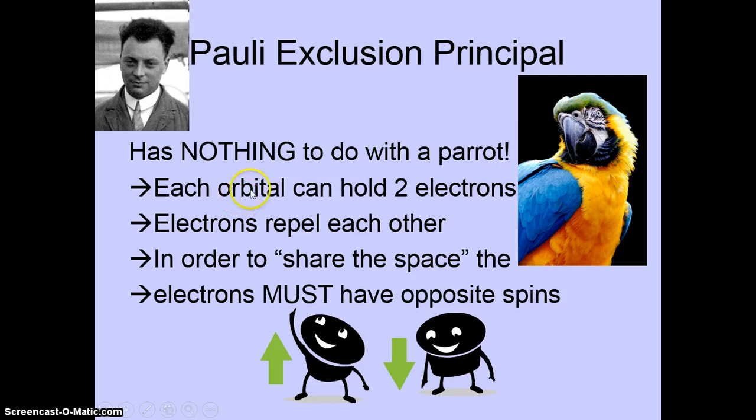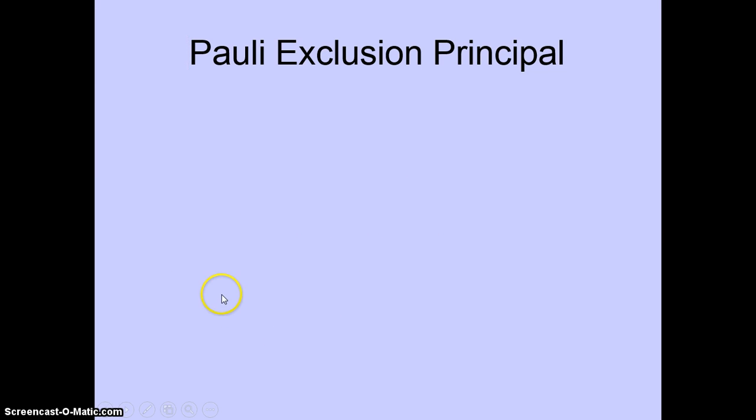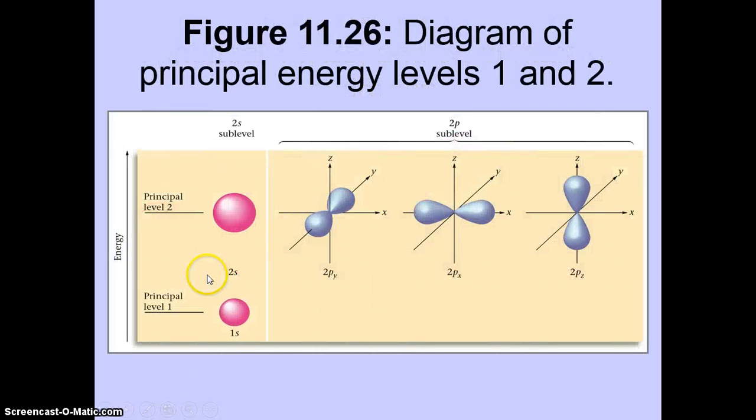So each orbital can hold 2 electrons, and the electrons must have an opposite spin, and that's called Pauli's exclusion principle. Let's go back and look at this. For example, this 1s can hold 2 electrons, this 2s can hold 2 electrons. In the 2p sublevel, the total number of electrons it can hold is 6. It can hold 2 here, 2 here, and 2 here.